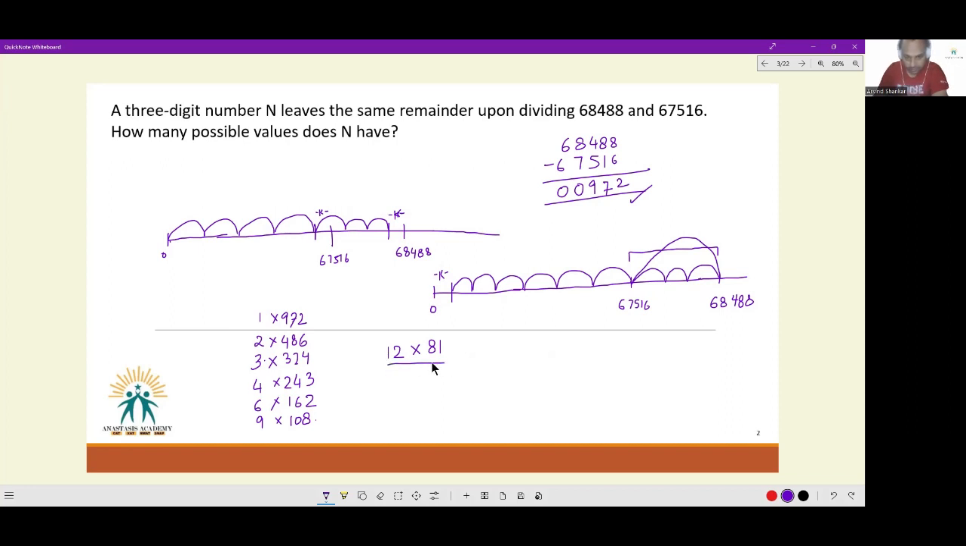As soon as we have arrived at the case where it is 12 into 18, both of these are two-digit numbers. As this number goes up, this number will go down. The same relationship has also happened for the initial set of six pairs that we have identified. 1 has gone up, 972 has gone down, 2 has gone up, 486 has gone down, 3 has gone up, 324 has gone down, 4 has gone up, 243 has gone down, so on and so forth.